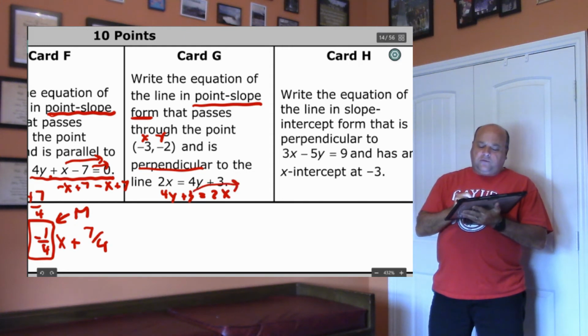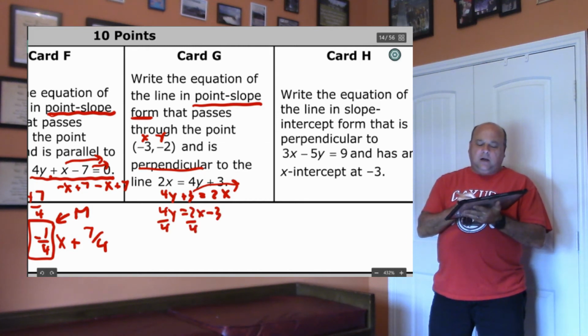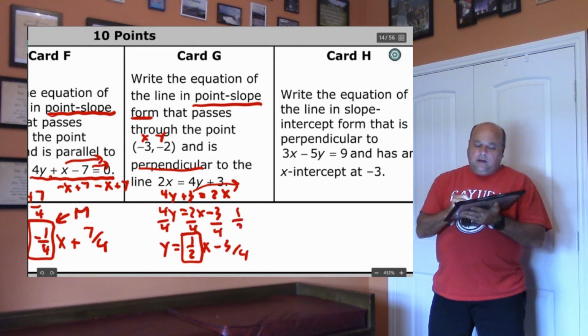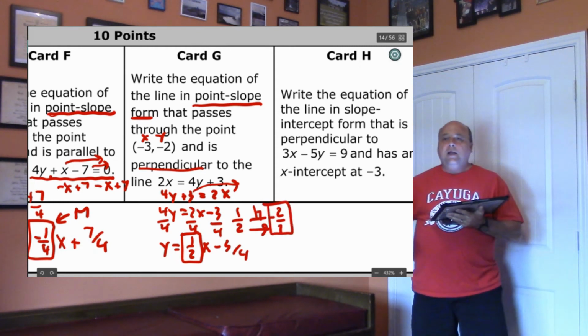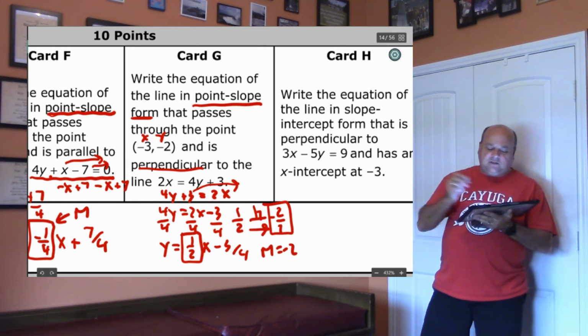I can just flip it around, nothing changes. Now then I'm going to move the 3 over. So 4y equals 2x minus 3. And then divide by 4. I could care less about the y-intercept. So y equals 2 divided by 4 is a half, minus 3/4. This right here is my slope. Now then, I need the perpendicular slope. So it's going to be -2 over 1 or -2, right? So my slope's -2, and this is my point.